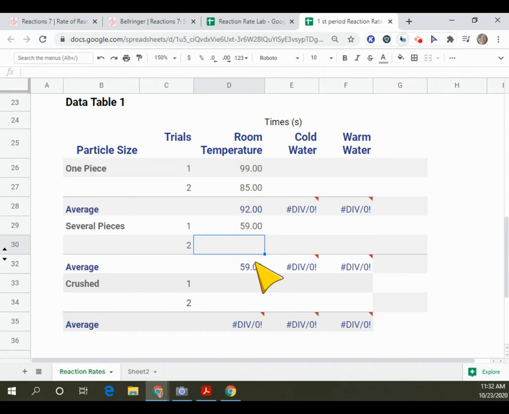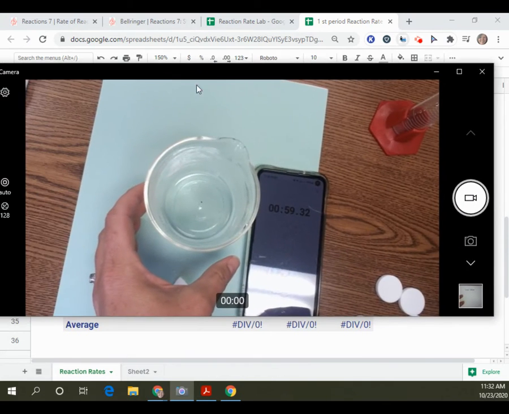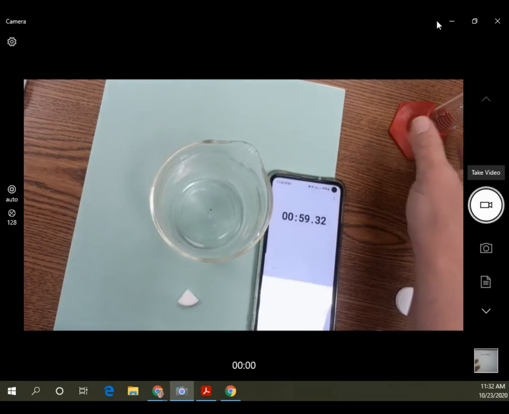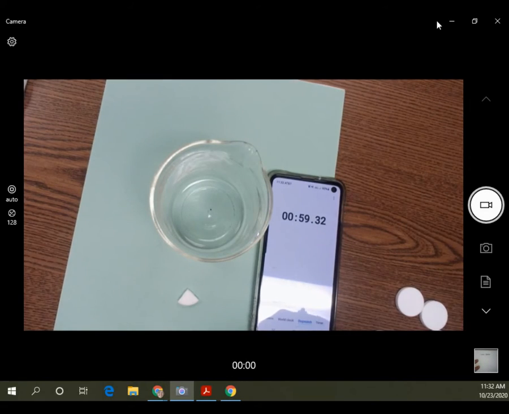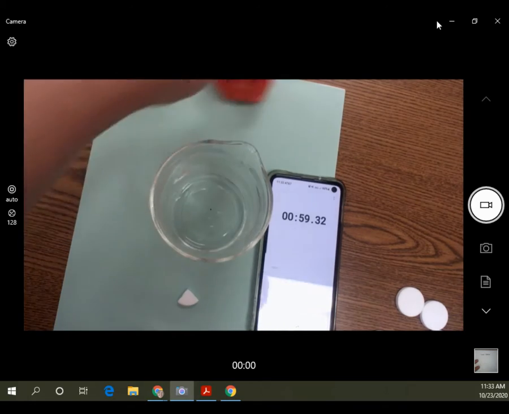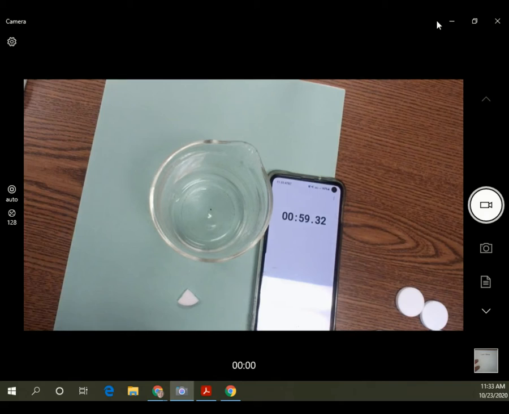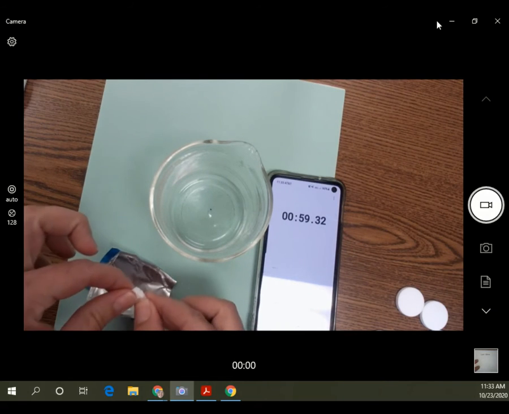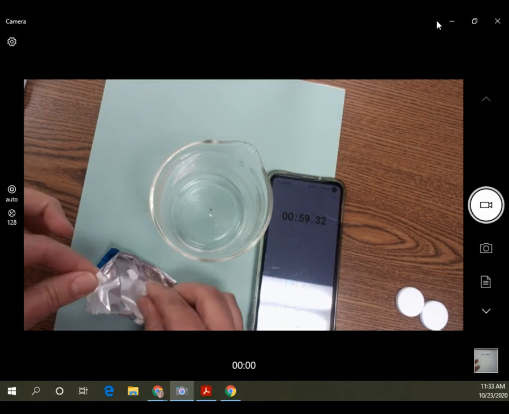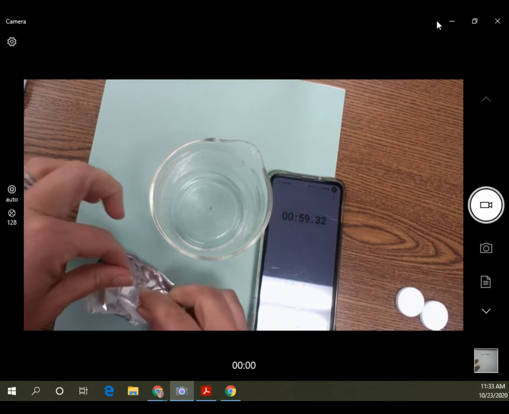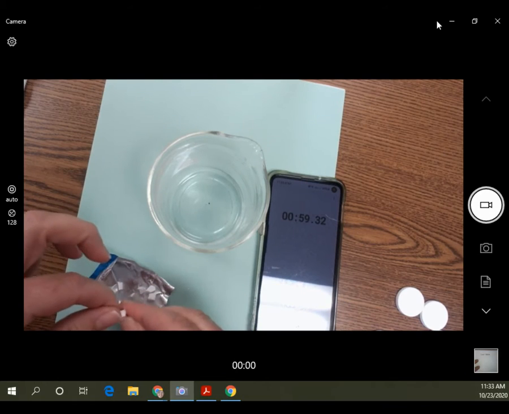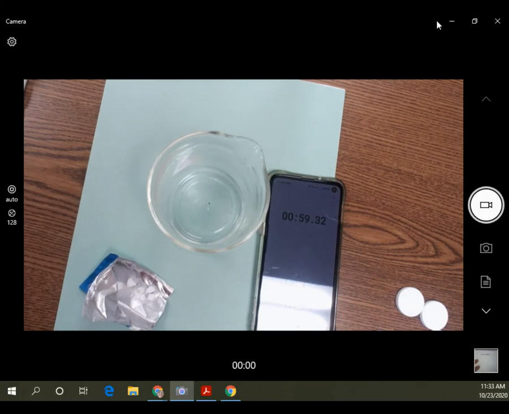Okay, so we got to do that one again. We're going to break it into little pieces. Okay, we're going to get our water. Keep forgetting to put the camera back on for you. Okay, so we are going to get our 15 milliliters of water. Okay, go ahead and pour that into the beaker. Then we are supposed to break this up into little pieces. I'll try to use the same size pieces just for consistency, but it's kind of hard because it's an Alka-Seltzer tab. It's going to break a little differently every time.